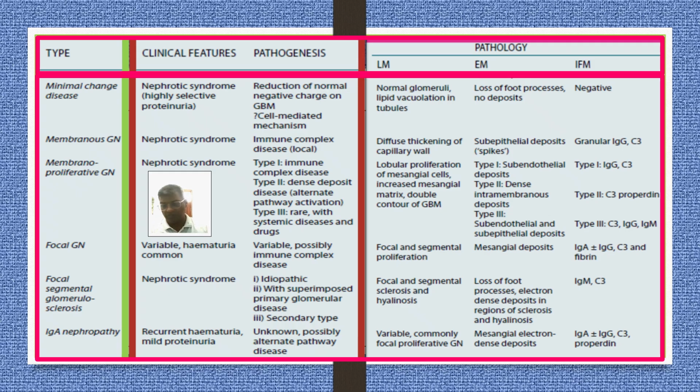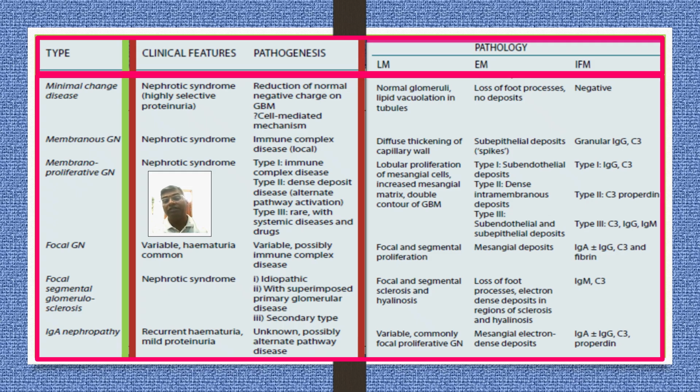Coming to light microscopy, focal and segmental proliferation. So the name itself is saying focal. So focal and segmental proliferation. And there will be mesangial deposits in focal glomerulonephritis seen under the electron microscopy. The deposits will be IgA and IgG, C3 and fibrin, or IgA, C3 and fibrin. Okay, focal glomerulonephritis: hematuria common, and there will be focal and segmental proliferation. There will be mesangial deposits. These are the features of focal glomerulonephritis.